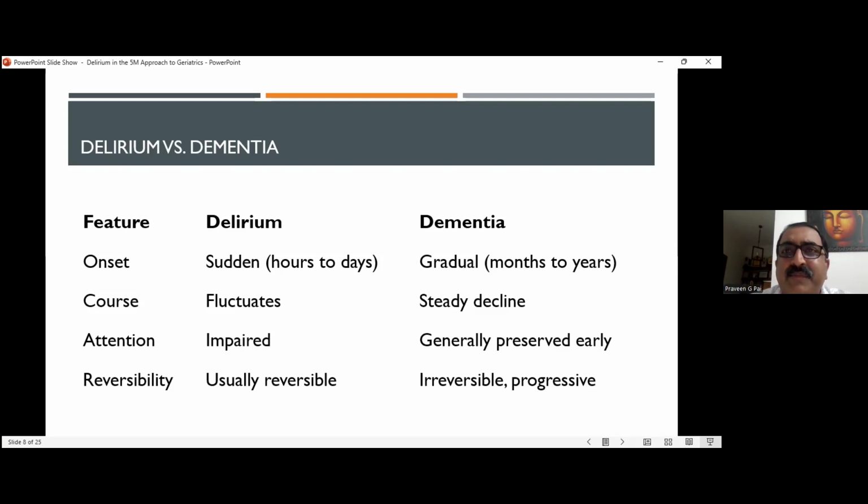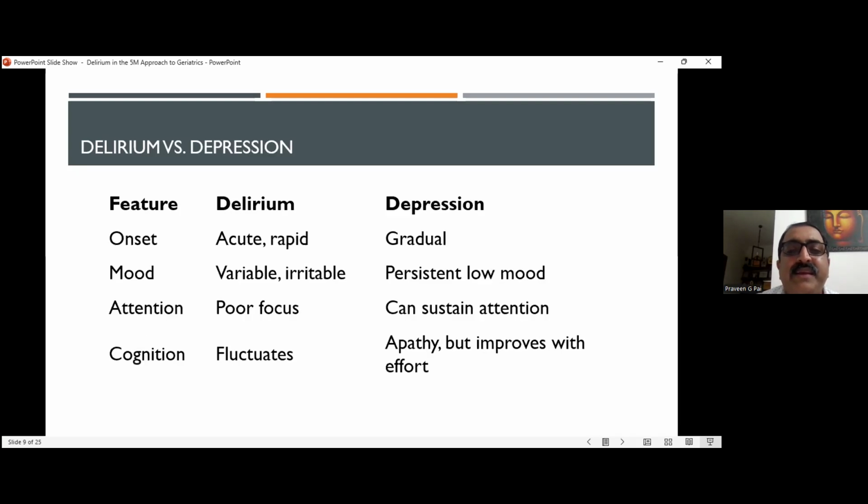Some dementias, because of nutritional deficiencies like vitamin B12, or some of the vascular dementias, or hypothyroidism-related, there are many conditions where the person may have dementia, but those dementias are reversible. But generally, when we say dementia or Alzheimer's, dementias are not reversible and they are progressive. So this is the comparison between delirium and dementia.